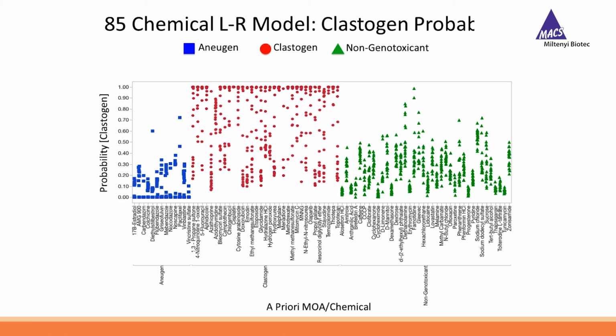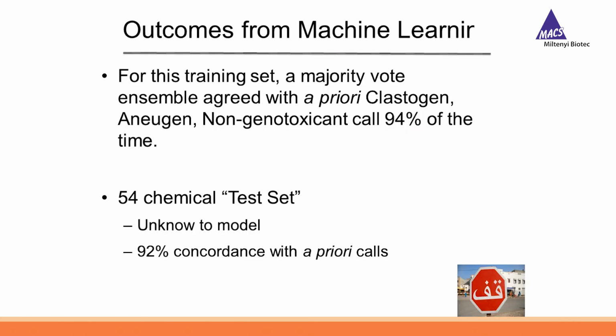So we've done that for all the different classes of compounds, the aneugens and clastogens, and we get an assessment of the performance of those different models. And across all of those different models that we combine together, in terms of a priori clastogen, aneugen versus non-genotoxicant classification, we get a performance of 94%. So 94% accuracy in terms of predicting whether a compound was a clastogen, an aneugen, or a non-genotoxicant.